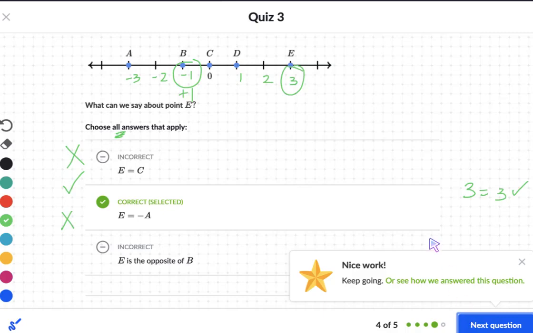So you got to be really careful about where things are in relationship to 0, because remember, opposites mean they're on the opposite side, same amount of spaces from 0.